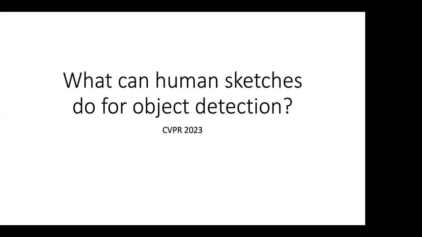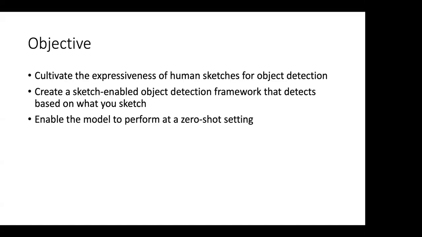Hello, everyone. So today we're going to discuss the paper called "What Can Human Sketches Do for Object Detection?" This paper was presented at CVPR 2023 and it was accepted. The objective of the paper is to explore the innate properties of human sketches for the task of image retrieval. The paper cultivates the expressiveness of sketches for the task of object detection, and the end result is a sketch-enabled detection framework that detects based on what you sketch.